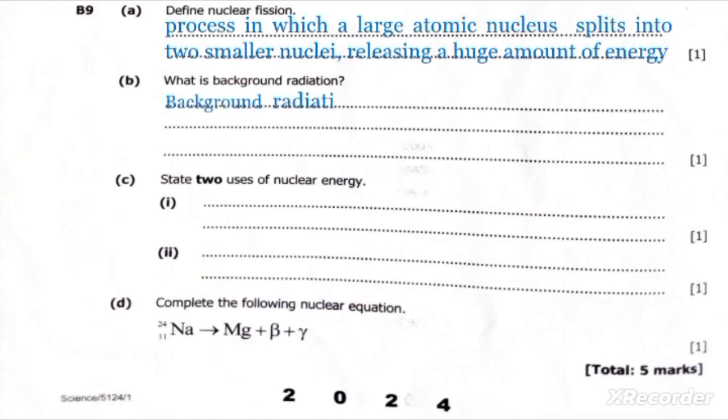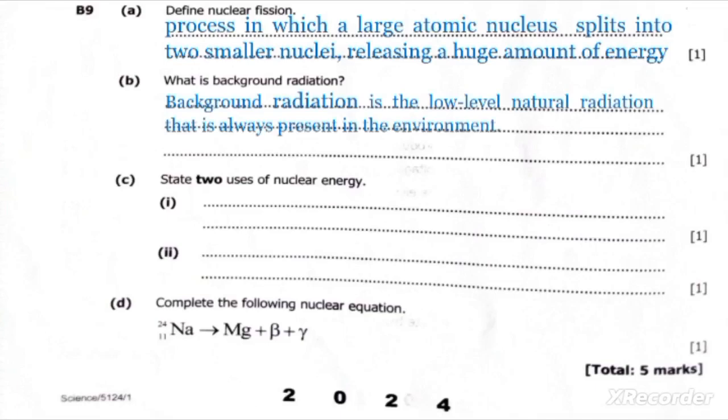What is background radiation? We are going to say background radiation is the low level natural radiation that is always present in the environment. We have answered this one. Let us move to the next question, which is question C.